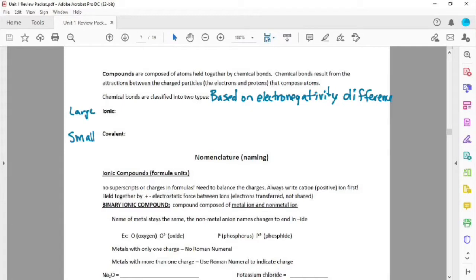And that large difference in how strongly the atoms pull on electrons in our ionic compounds is what allows those electrons to be transferred. Because one of the atoms is much stronger than the other, it pulls those electrons off. Covalent compounds are much closer in strength, in electronegativity, so they end up having to share the electrons because neither atom is strong enough to pull them off.